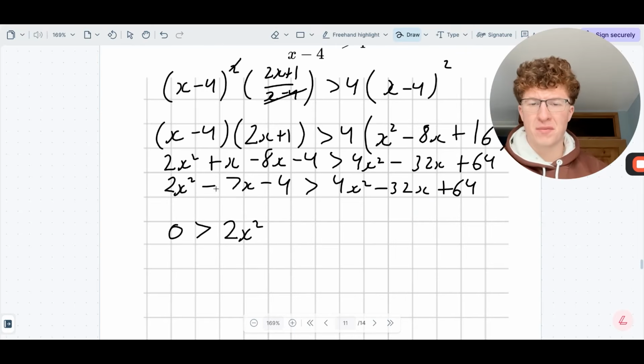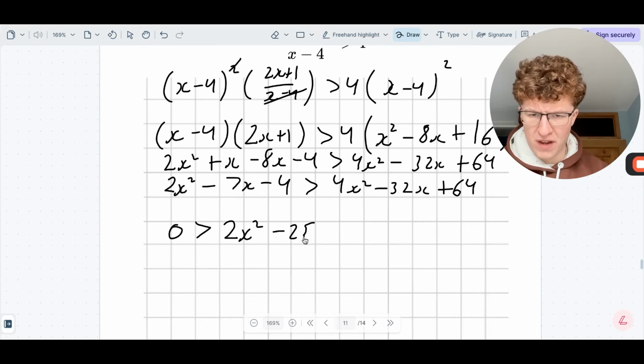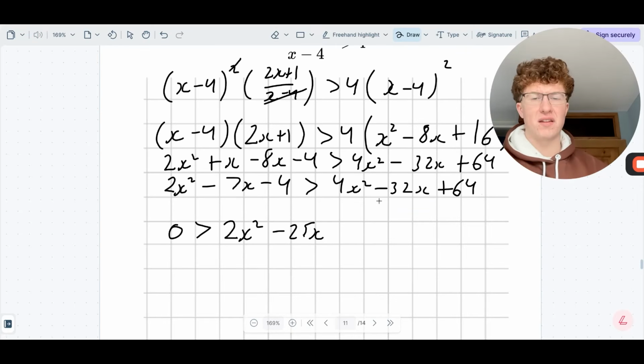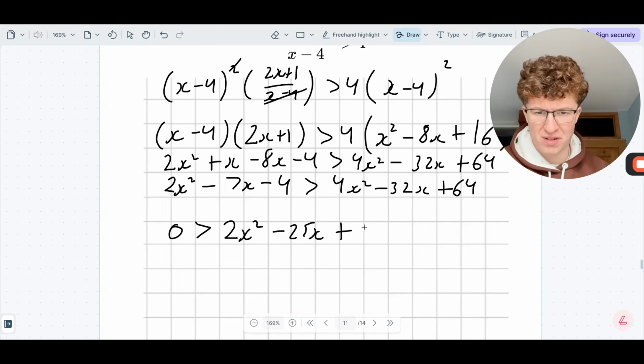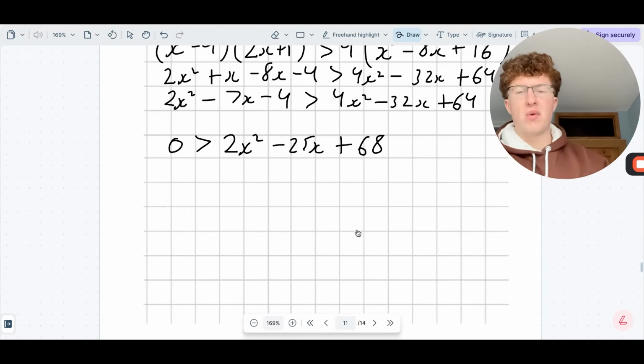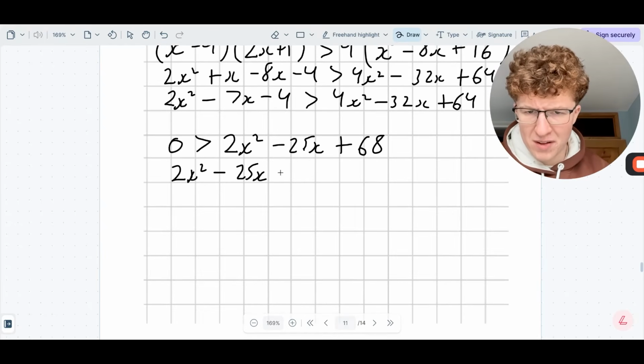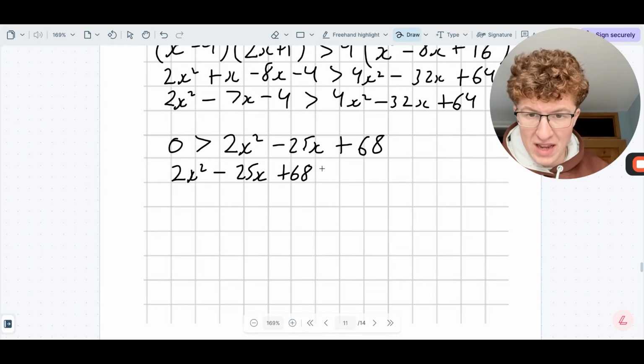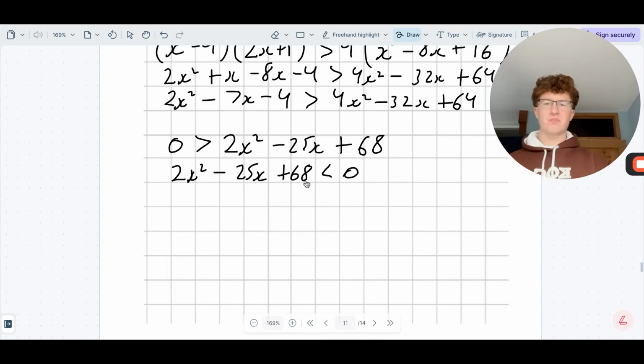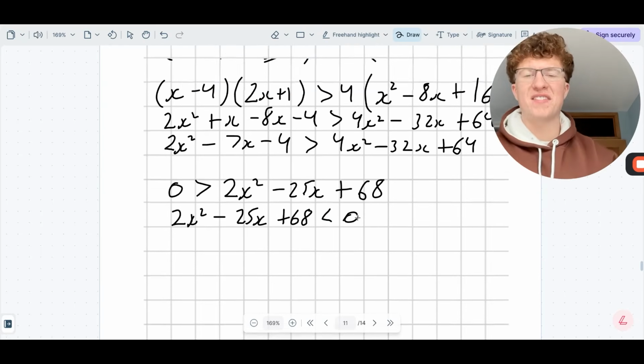Minus 32x plus 7x is going to be minus 25x. And then the 64 plus 4 is going to be plus 68. So now, rewriting this, we have 2x squared minus 25x plus 68 is less than 0. Remember, we're dealing with less than 0 here.